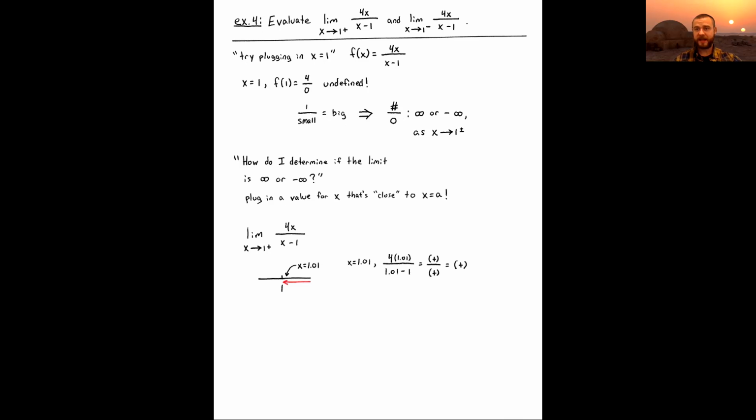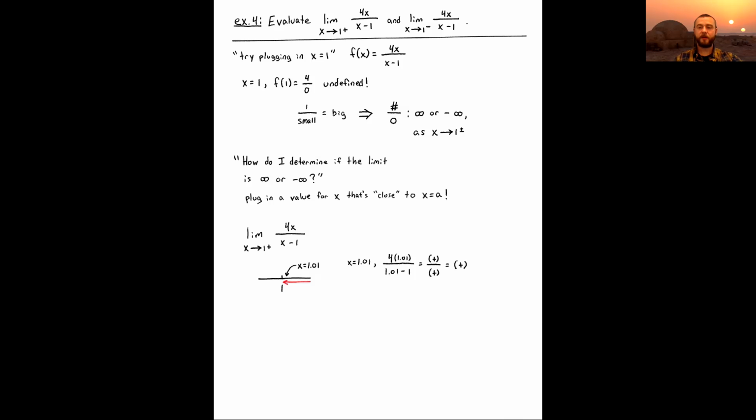Now you could get the exact value here, plugging in 1.01 to that function, 4x divided by x minus 1. But we don't need that. So we can do this very quickly without a calculator. We're just going to plug in x as 1.01 to our function 4x divided by x minus 1. Notice your numerator is going to be a positive number, 4 times 1.01. That's a positive times a positive, which is positive.